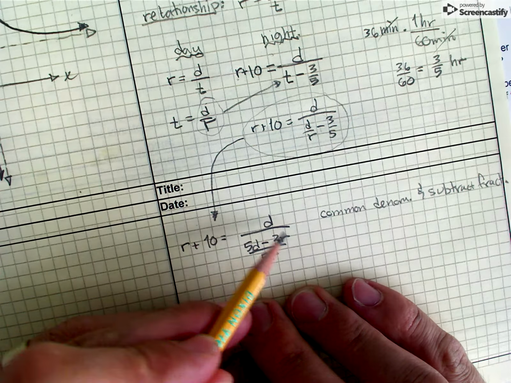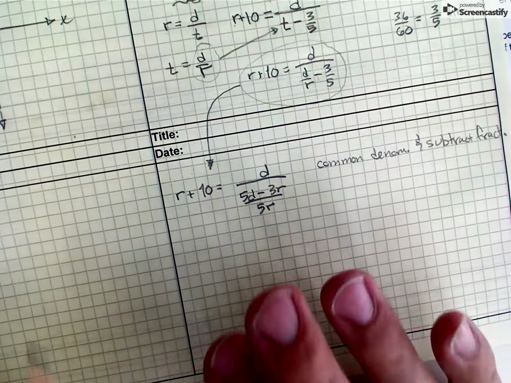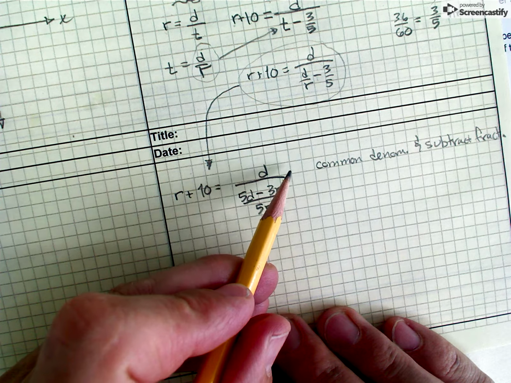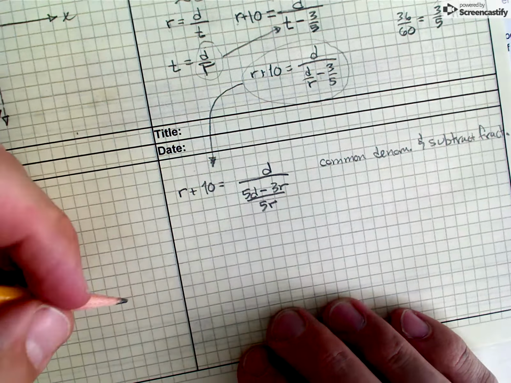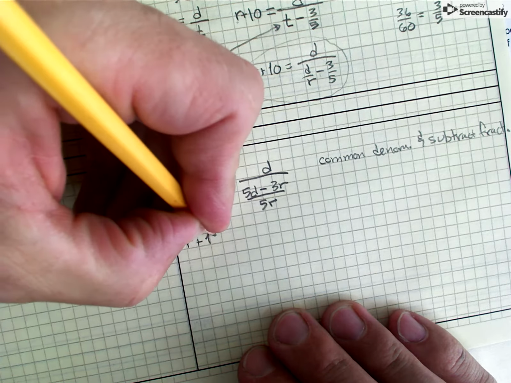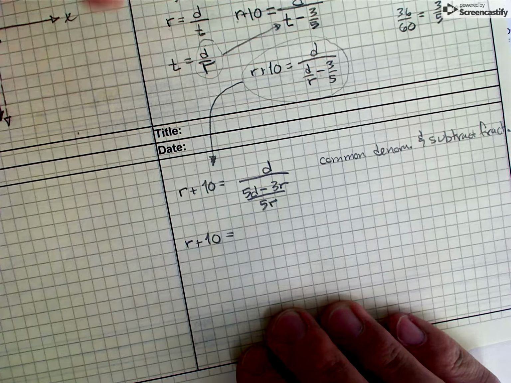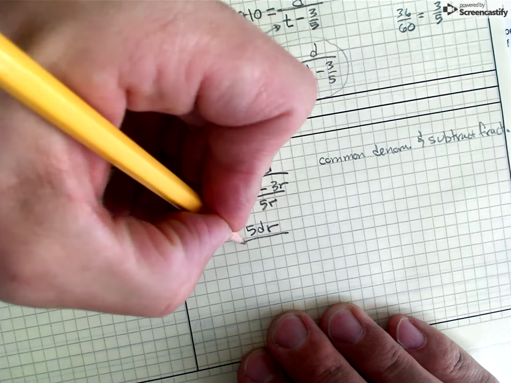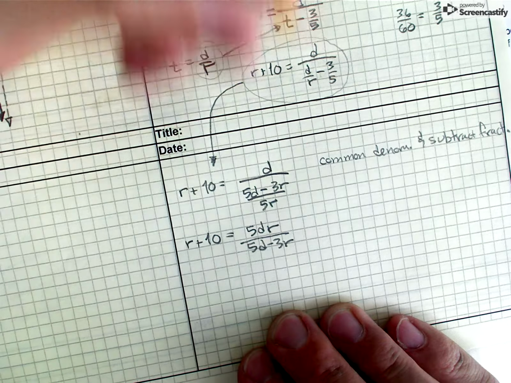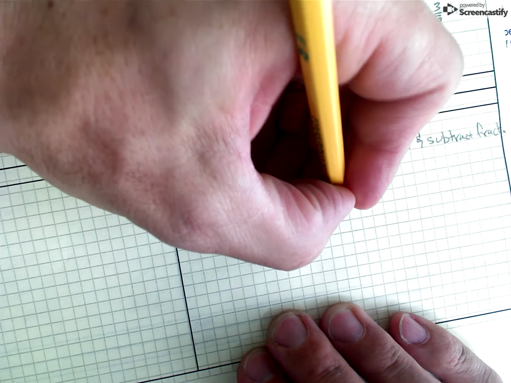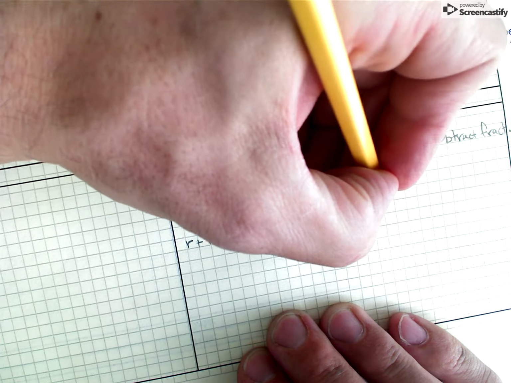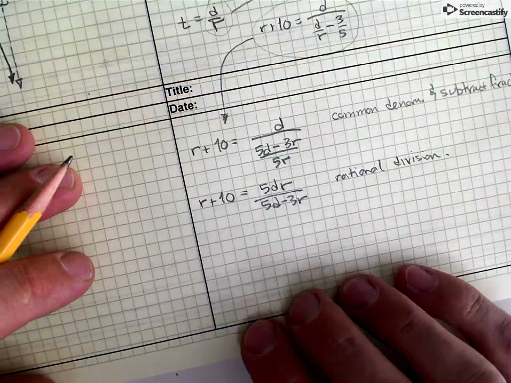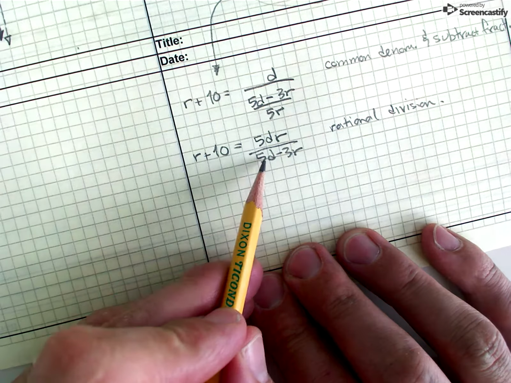So now we've got a rational division problem over here on the right-hand side, which means we have to take the reciprocal of the denominator and multiply it by the numerator. And again, the left-hand side stays unchanged. And on the right, I get 5dr divided by 5d minus 3r. And I'm just going to say, what do we do right there? Rational division. All right, it's starting to look a little simpler now.